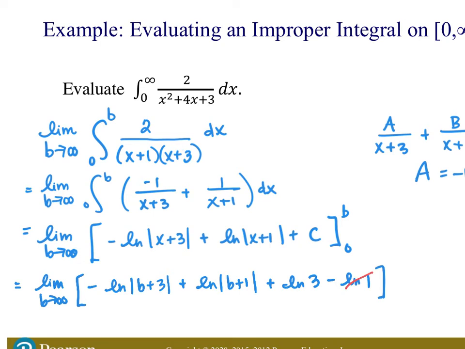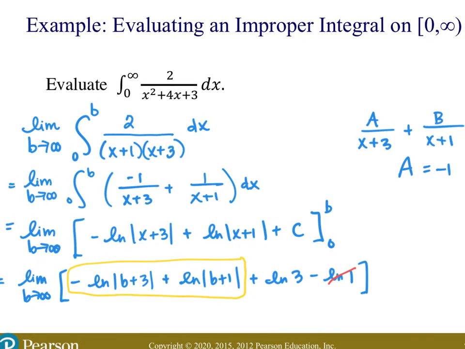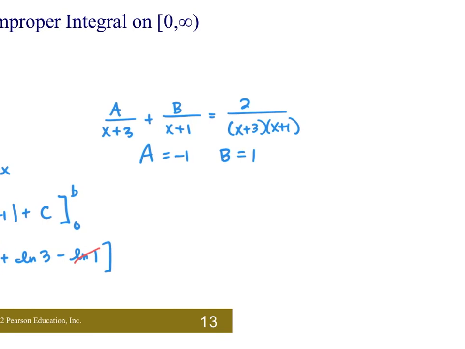We also know that we can take these logarithms right here, and we can use some of our log properties to write that as a quotient instead. So I'll have the limit as b approaches infinity, and I'm going to put that together as a single log, b plus 1 in the numerator and b plus 3 in the denominator. And then I've got plus the natural log of 3 as a constant.